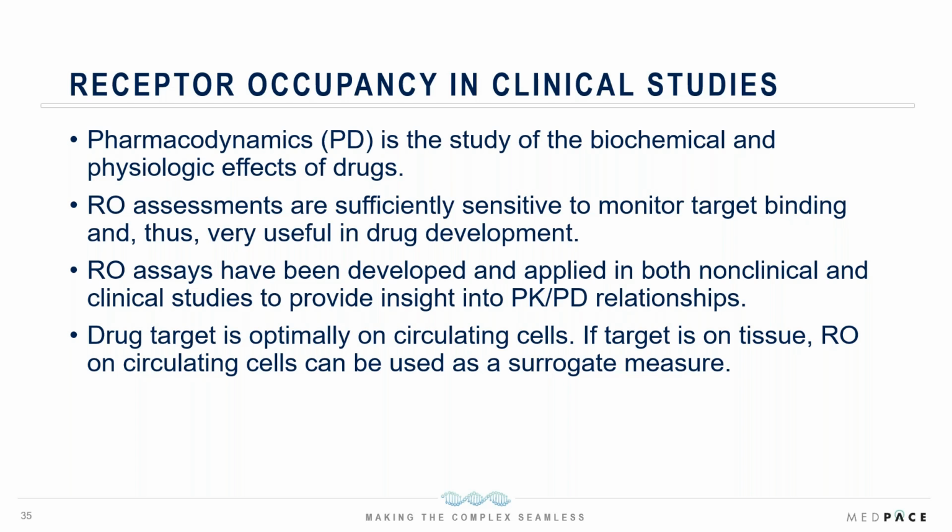Receptor occupancy assays have been developed and applied in both non-clinical and clinical studies to provide insight into PK-PD relationships so far. And also, a little bit on what Priscilla said, the drug target is optimally on circulating cells, but if you don't have that available and your target is on tissue, you can still use the receptor occupancy assay on circulating cells as a surrogate measure, but it will obviously not be your primary assay.